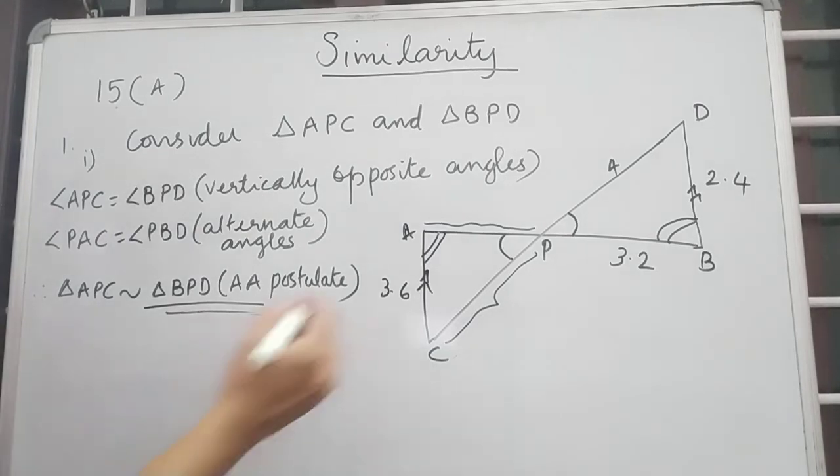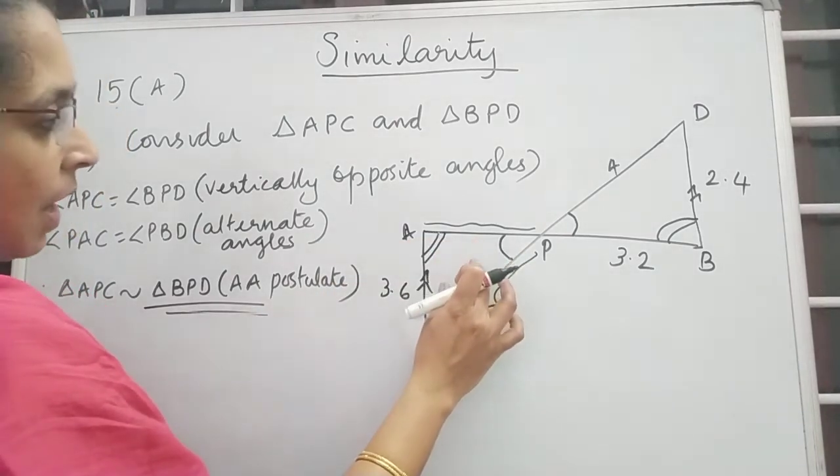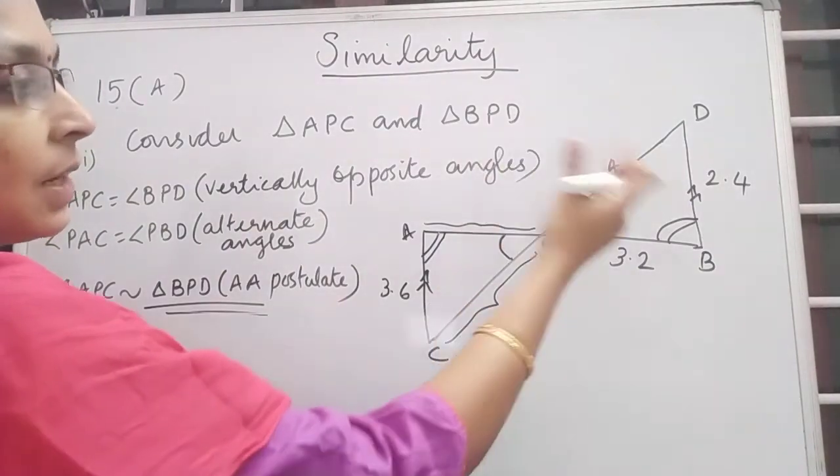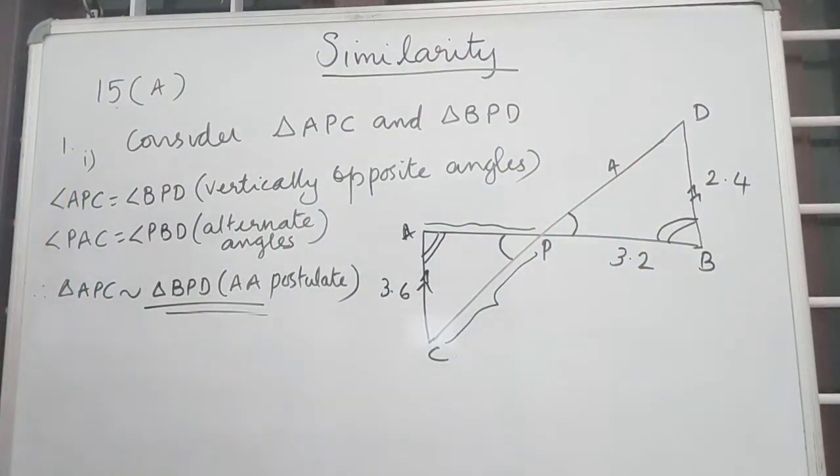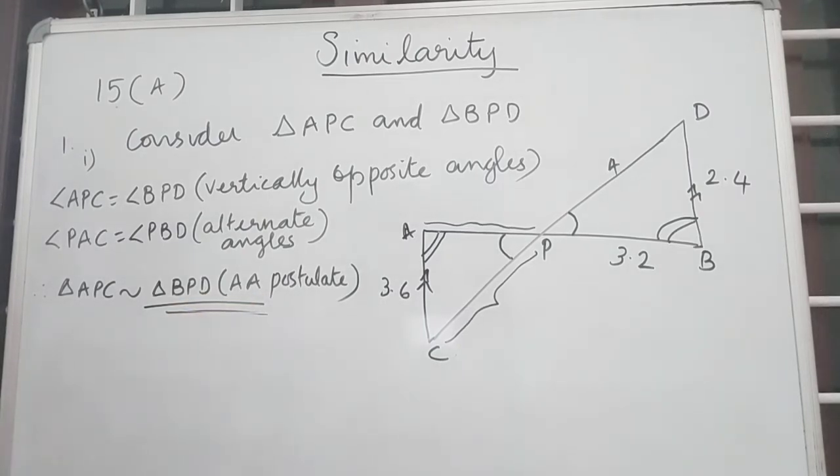So we got two angles of one triangle equal to two angles of another triangle. So using our similarity concept, we use the AA postulate. We can directly say that triangle APC is similar to triangle BPD using the AA postulate. That is our first part.